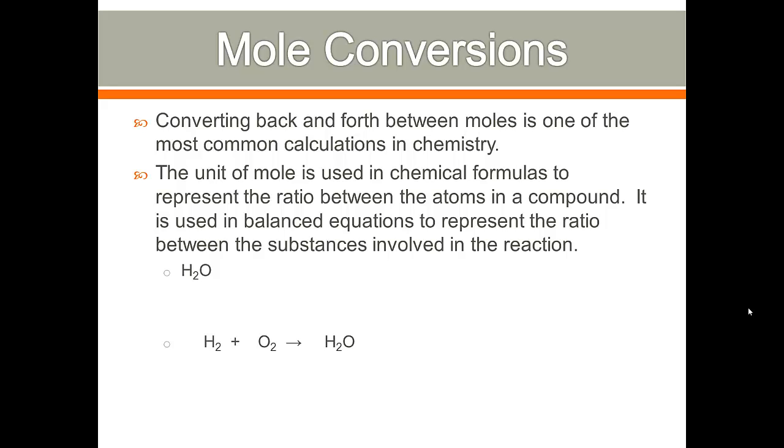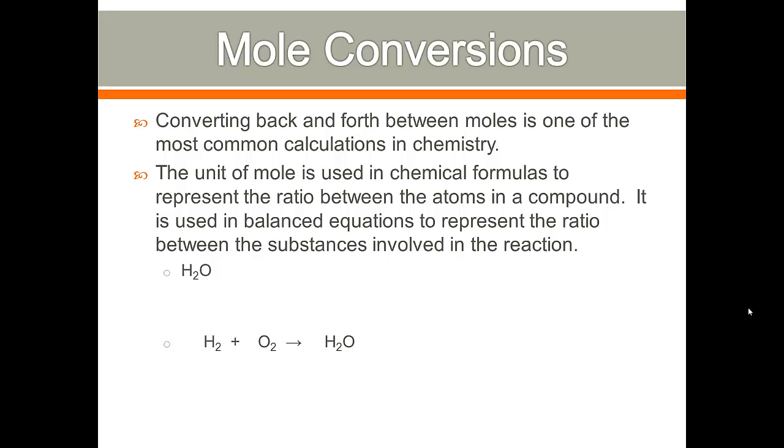One of the most important things in stoichiometry is the ability to convert moles into other units. So we're going to talk about how to convert for a single substance and then how to use a balanced equation to go between different substances. But the first thing we need to talk about is how a mole is used in chemical formulas and then how it's used in balanced equations.